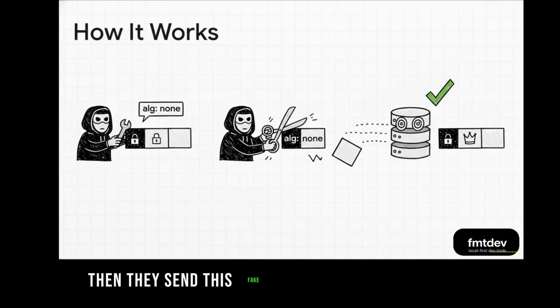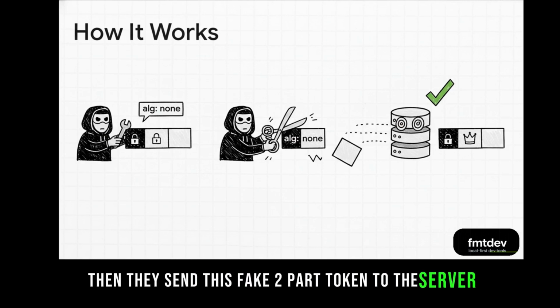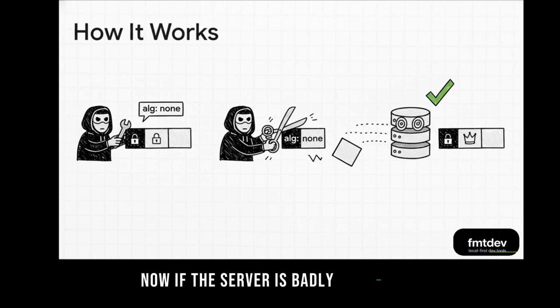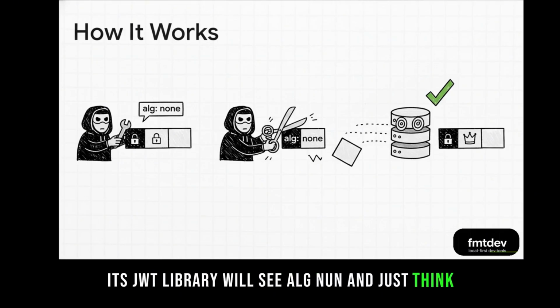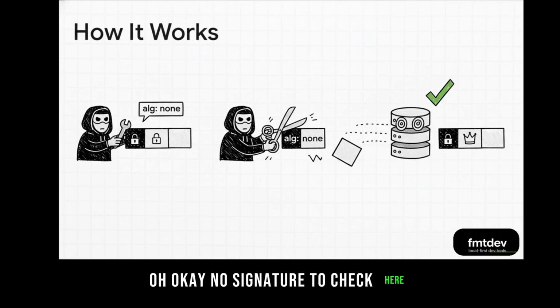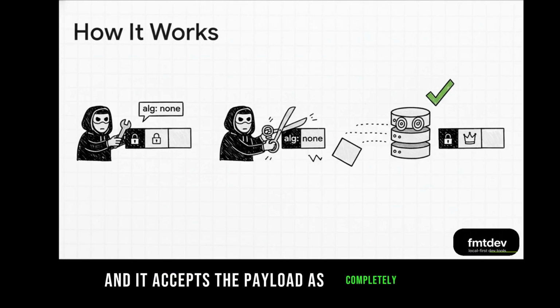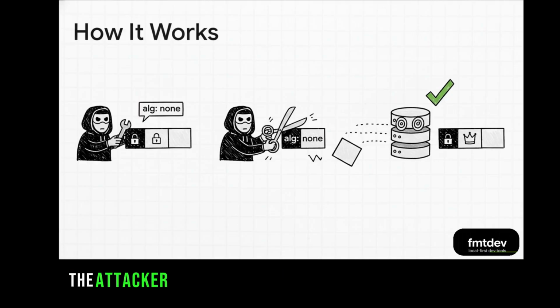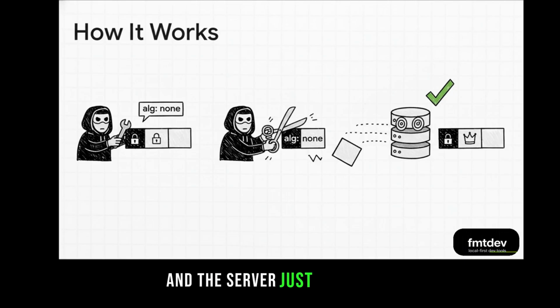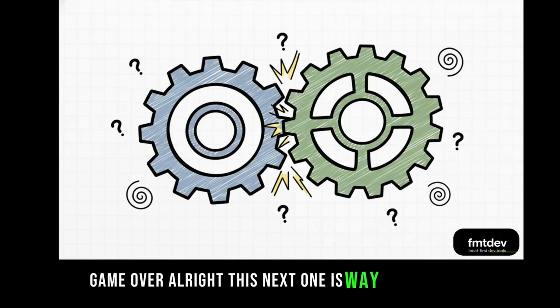Then they send this fake 2-part token to the server. Now, if the server is badly configured, its JWT library will see alg none and just think, oh, okay, no signature to check here. And it accepts the payload as completely valid without any verification at all. At that point, the attacker can put whatever they want in the payload, like admin, true, and the server just believes it. Game over.